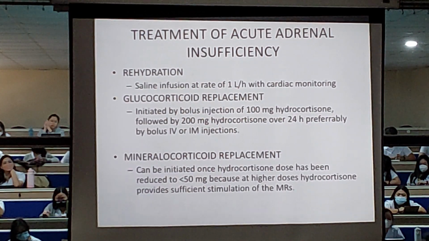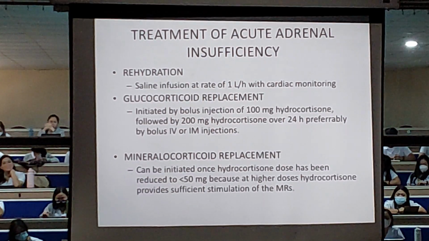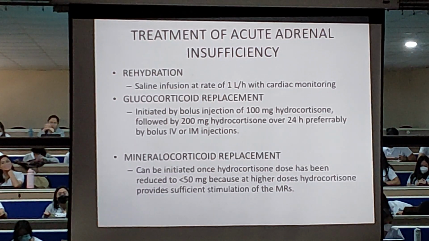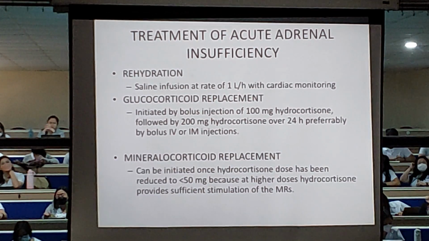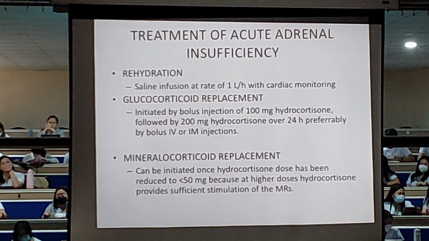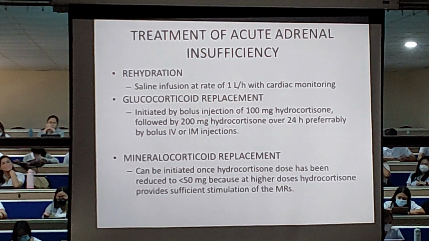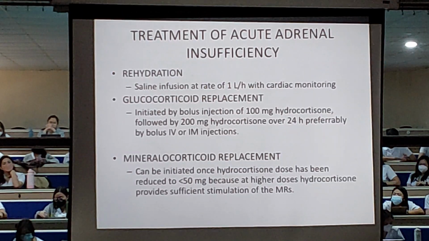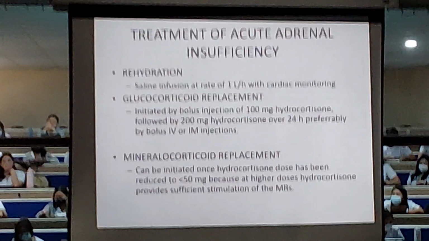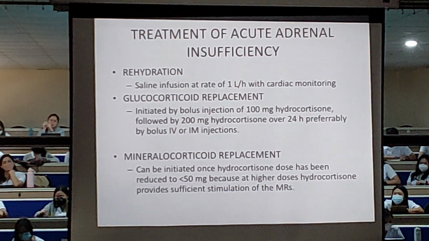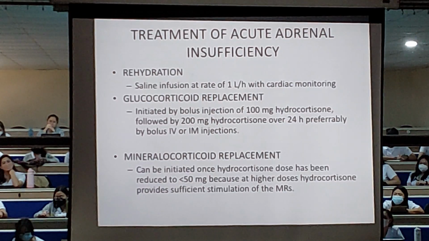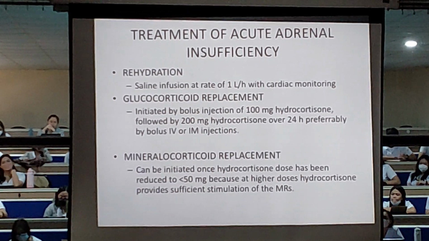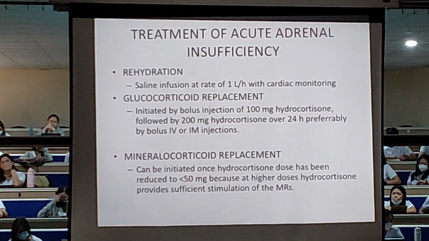In primary adrenal insufficiency, you need to give mineralocorticoid replacement, and this can be initiated once your hydrocortisone dose has been reduced to less than 50 milligram, because at higher doses hydrocortisone provides sufficient stimulation of the mineralocorticoid receptor. So when glucocorticoid is given at a high dose, it has a mineralocorticoid property, leading to sodium and water retention, and the patient can go into pulmonary edema through fluid retention.